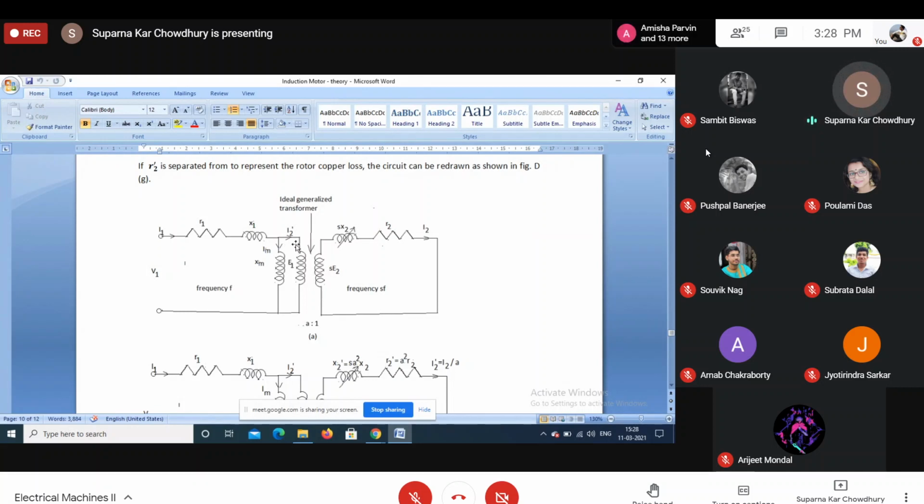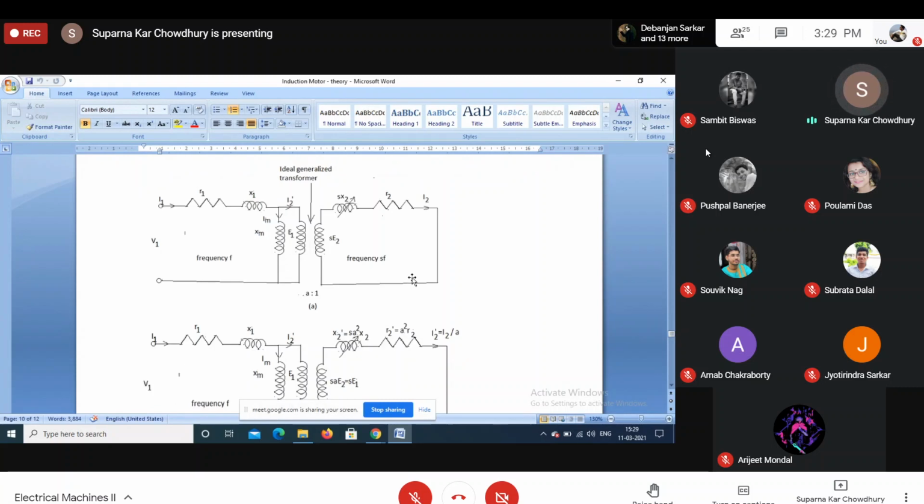So this portion is ideal. That is, these two coils are magnetically coupled, with no resistance, no inductance. Here also inductance and resistance are taken outside. So this is an ideal transformer, and it is a generalized transformer because the frequency levels have also changed. This is frequency F and this is frequency SF.